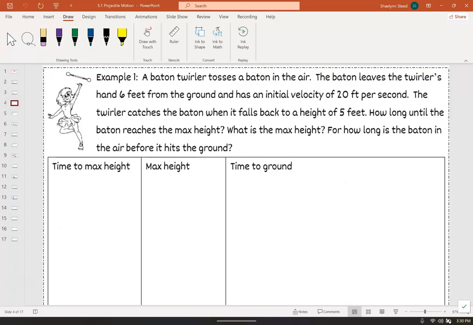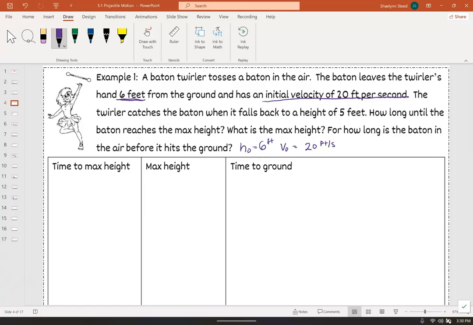So looking here, our first example, we have a baton twirler. Beautiful baton twirler, you can see them on the left. The baton leaves the twirler's hand 6 feet from the ground. So here is our initial height, 6 feet. So I'm going to put over here, h naught equals 6. And it has an initial velocity, how nice of it to tell me exactly what that is, of 20 feet per second. So our v naught is 20. So this is 6 feet. This is 20 feet per second.